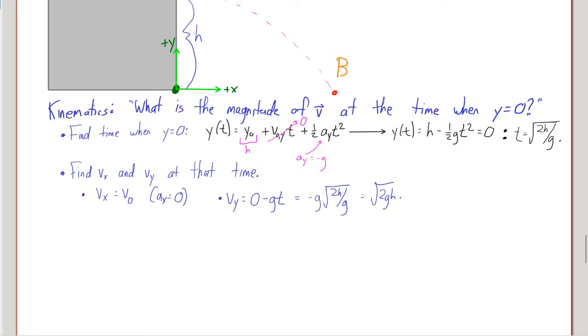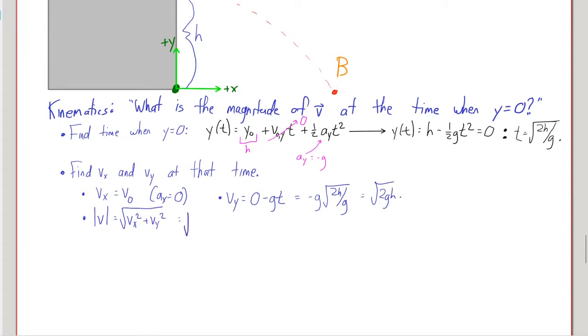So combining these together to finish solving the problem, I know that the magnitude of v, which is the thing I was looking for, I can get with the Pythagorean theorem. And this is going to be the square root of v naught squared plus, let's see, vy is square root 2gh, so vy squared is just 2gh. So that is the approach using kinematics.